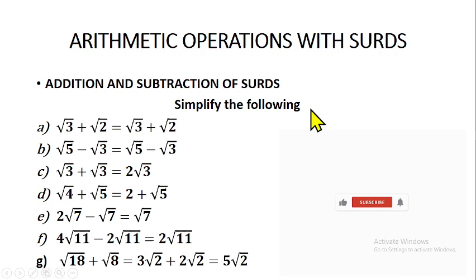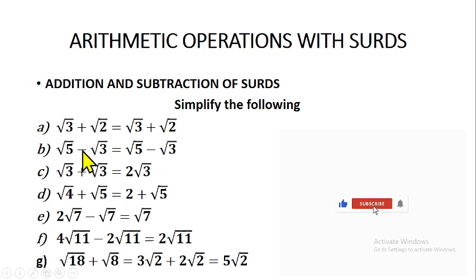Now look at the first question here. We have √3 + √2. The question I'm asking you: can we add these two surds together based on the rule? I don't want you to focus on the answer here. Just ask yourself, can I add these two surds together based on the rule that we talked about before? The answer is no. √3 + √2 cannot be added together because they are two different surds according to the laws of addition of surds. We have a goat plus a sheep. We cannot add them together. So √3 + √2 remains √3 + √2.